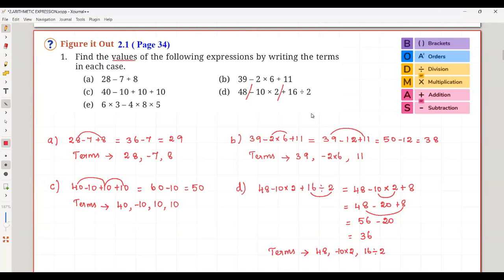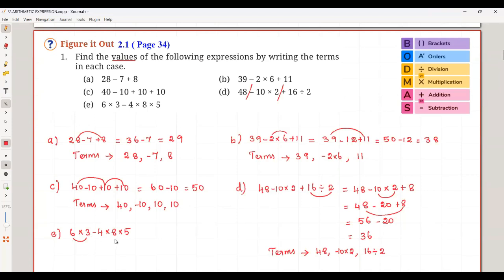Hope everything is clear. E1 is given: 6 into 3 minus 4 into 8 into 5. It's a question, right? So first I have to do the multiplication. Here I have one multiplication, here 4 into this is also multiplication, and this is also one multiplication.